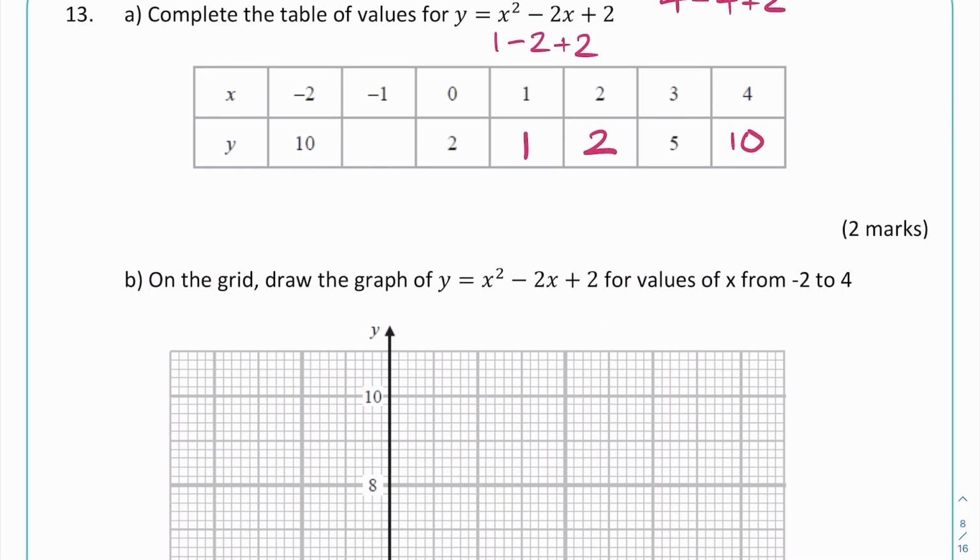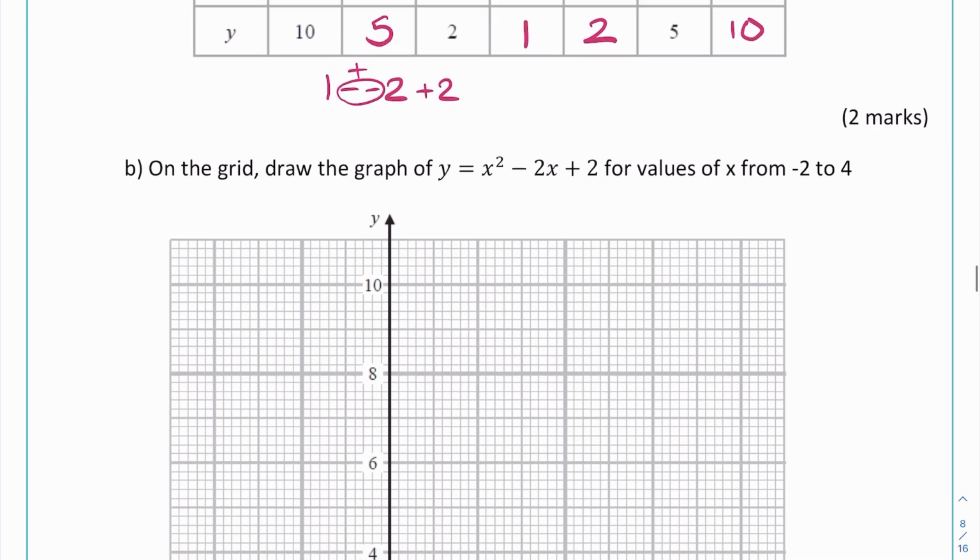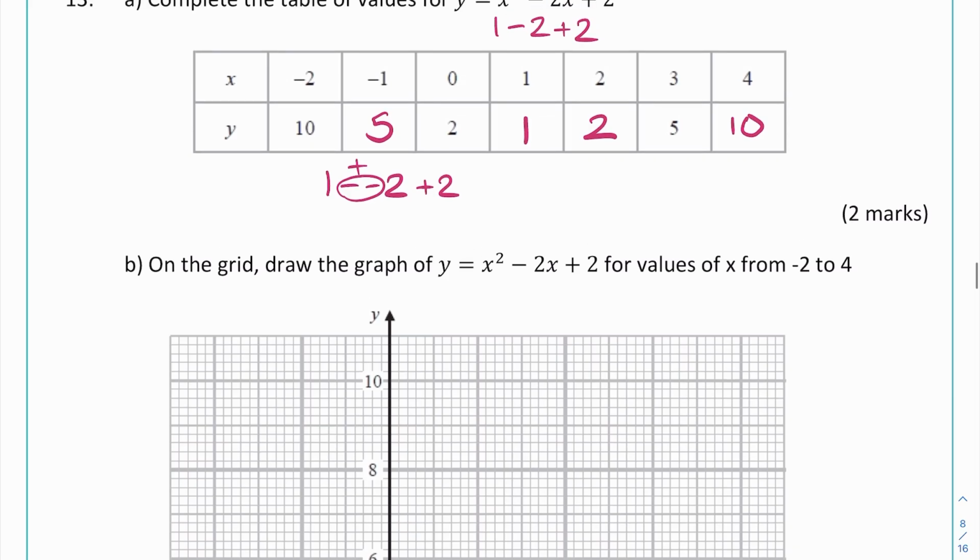But negative 1 squared is 1. Take away 2 times negative 1. Well, that's take away. 2 times negative 1 is negative 2. So it's take away negative 2 and then add 2. So that becomes a plus. So it's 1 plus 2 plus 2, which is 5. So it does give us the 5 that we're looking for, but obviously it was much easier there just to spot the pattern. From here, we just need to actually draw it in. So it says draw the graph of y equals x squared minus 2x plus 2 for values from negative 2 to 4, which is what we've done.